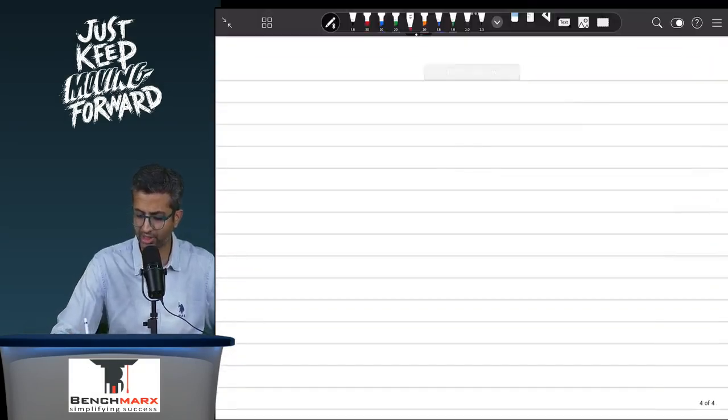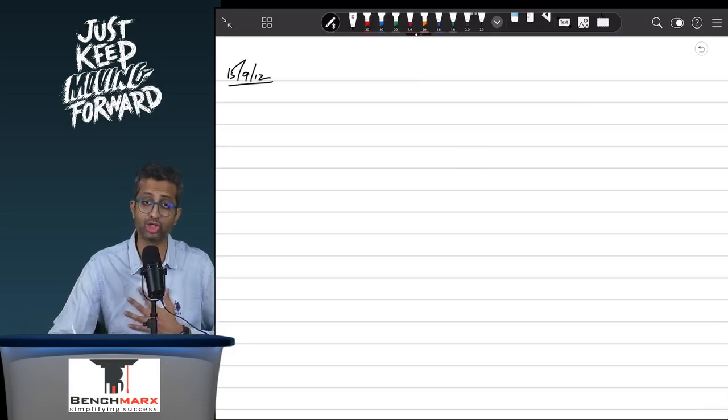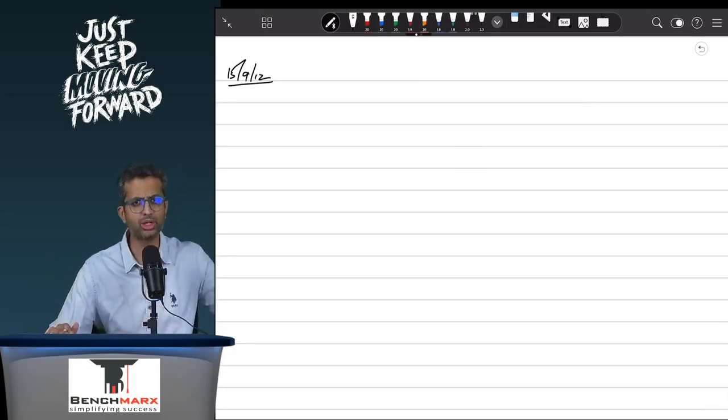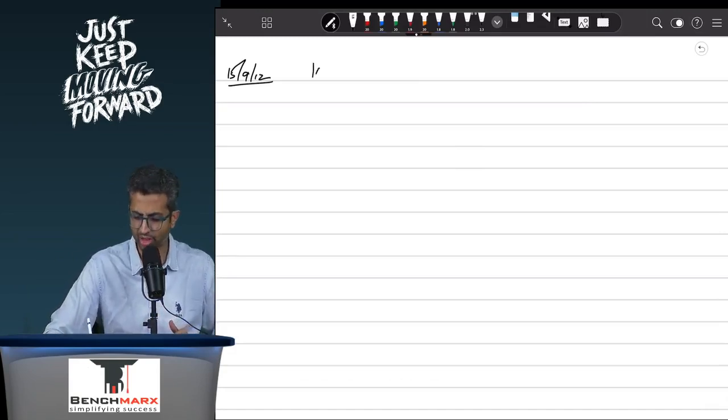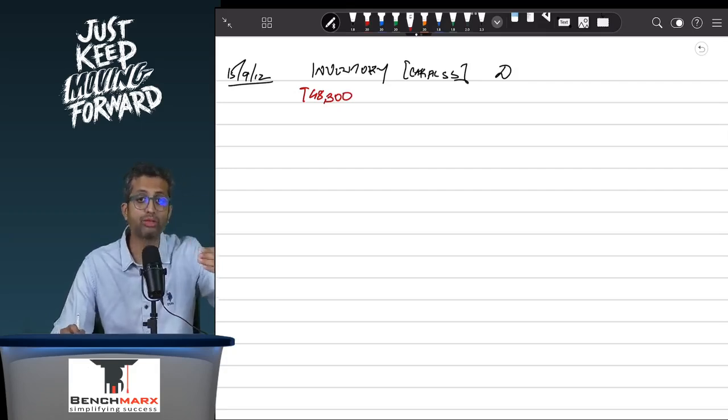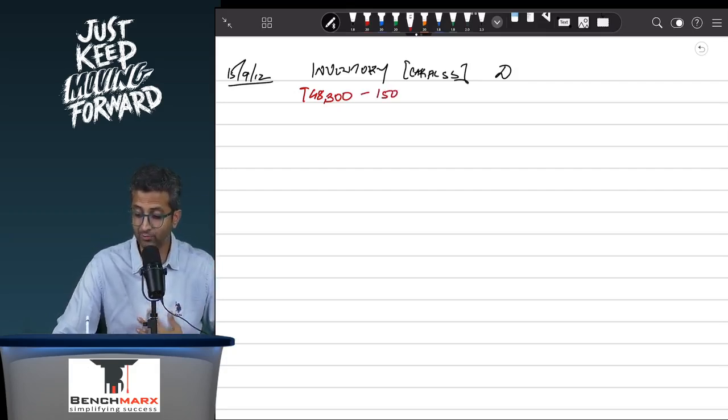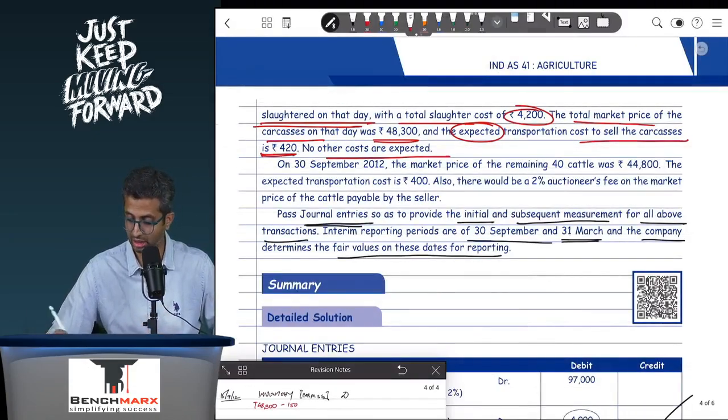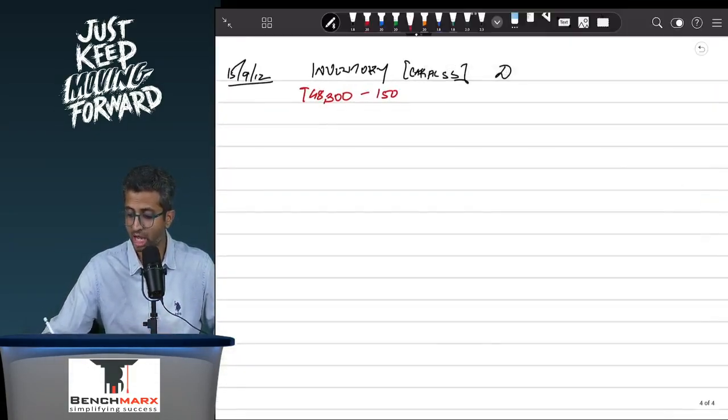So on 15 September, what is happening is you now have carcasses, which is now an inventory, no longer a biological asset. But then you will have to derecognize the cattle, to the extent it is there in your books. So over here, you will take the inventory, and this inventory comprises carcasses, which is like your agricultural produce at the point of harvest, which you will recognize at the fair value. The fair value is not the fair value of the cow, it is the fair value now of the carcass, which is 48,300 minus the cost to transport, which is 420 rupees. So you will deduct the 420 rupees over here.